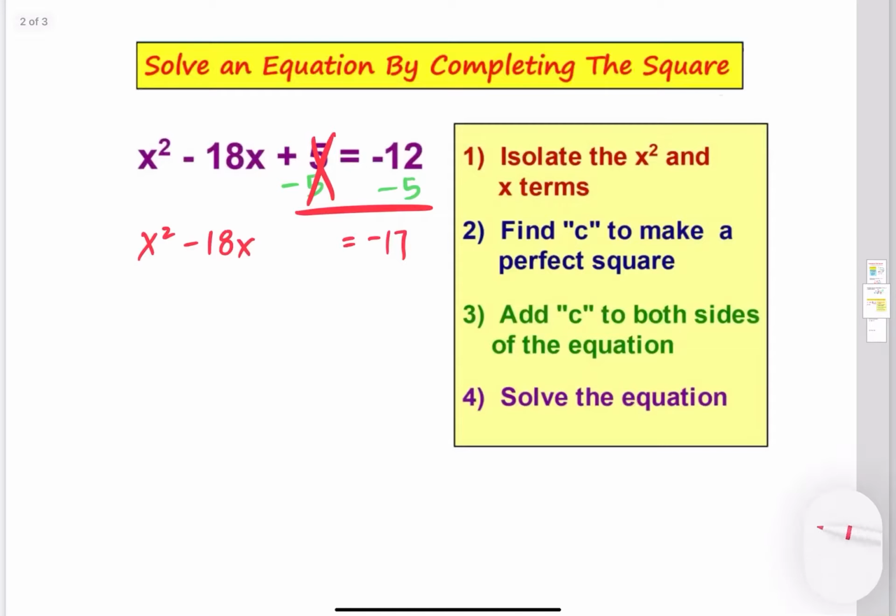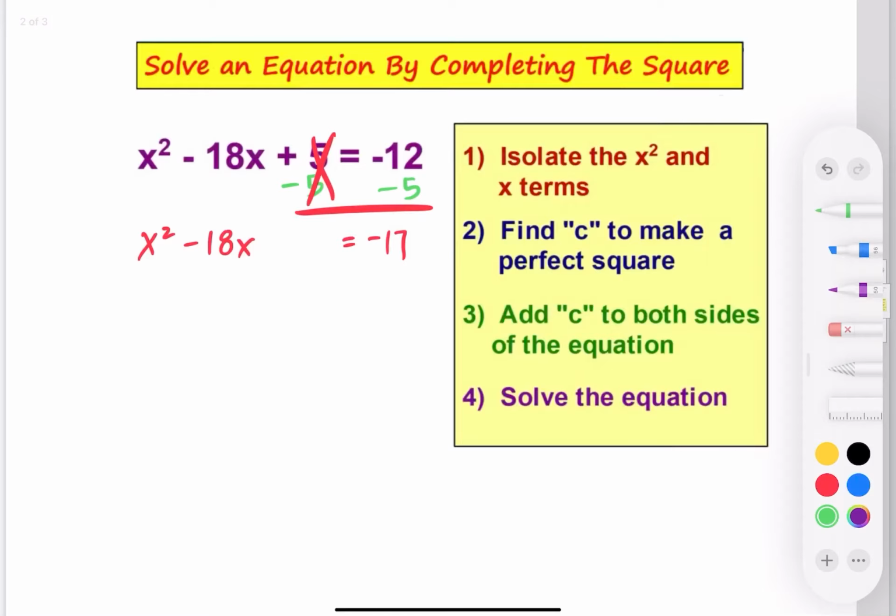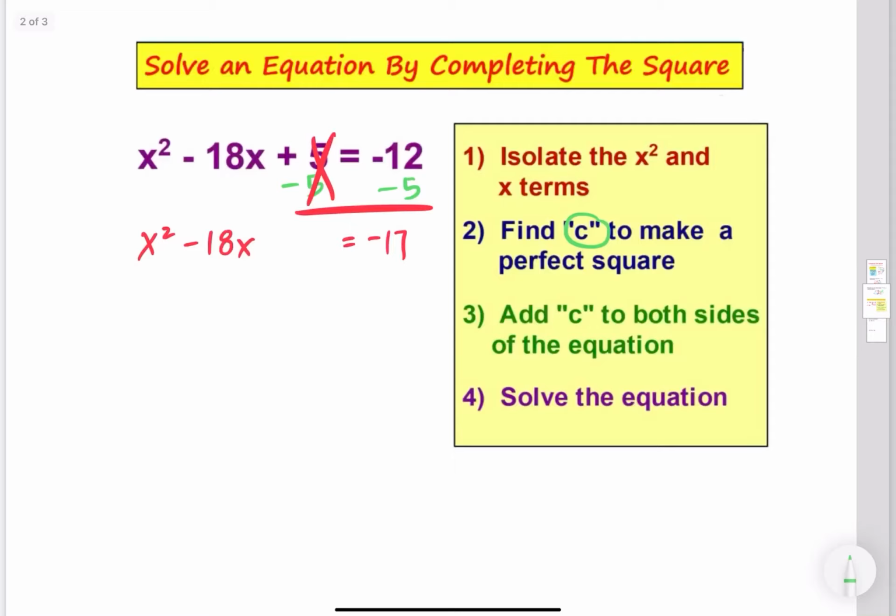Well, the second step is to figure out what is that c value in order to make it a perfect square trinomial. And we know that that c value has that rule b over 2 squared. So that's what we're going to do. We're going to do b over 2 squared. And that b value is this negative 18. So I'm going to do negative 18, divide that by 2, and we're going to square it. Well, negative 18 divided by 2 is negative 9, and negative 9 squared is positive 81.